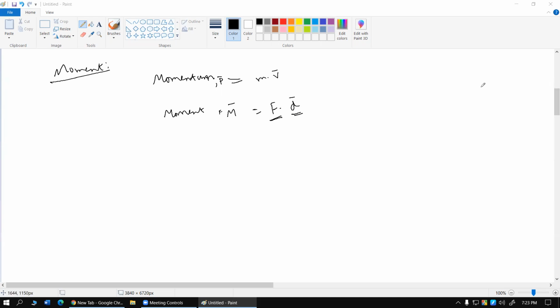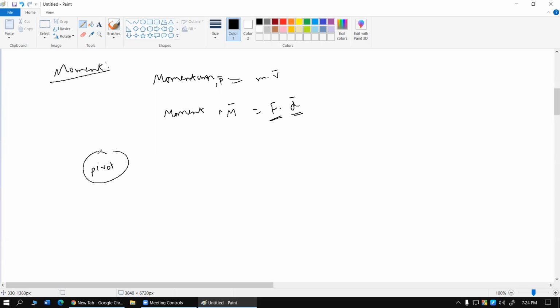What do we mean by a pivot point? A pivot point, or some people also pronounce it as pivot, I have no problem with that. The pivot point basically means the point about which an object is allowed to rotate or orbit. It can swing around that point.